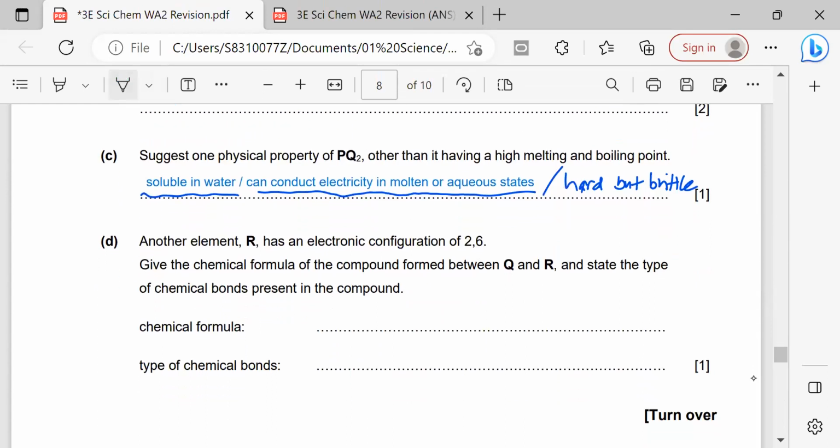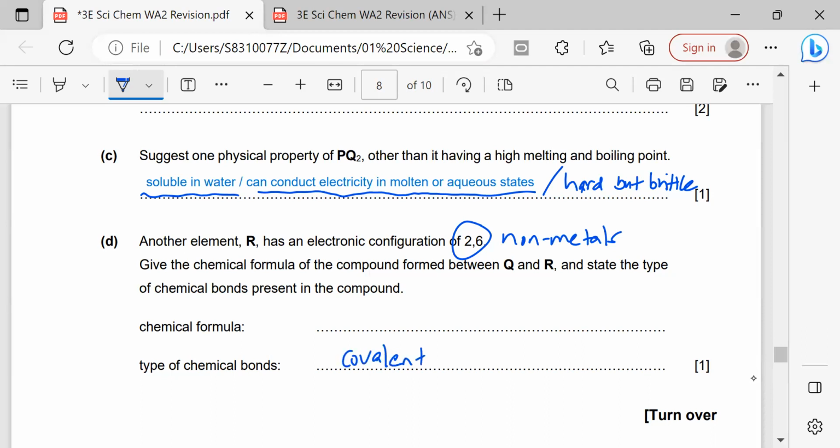And in part D, now you have another element R with the configuration of 2,6. Now this again will be a non-metal because it has 6 valence electrons. So R is 2,6 and Q is, sorry, 2,8,7. So between these 2 non-metals, the kind of bonding should be a covalent bond.